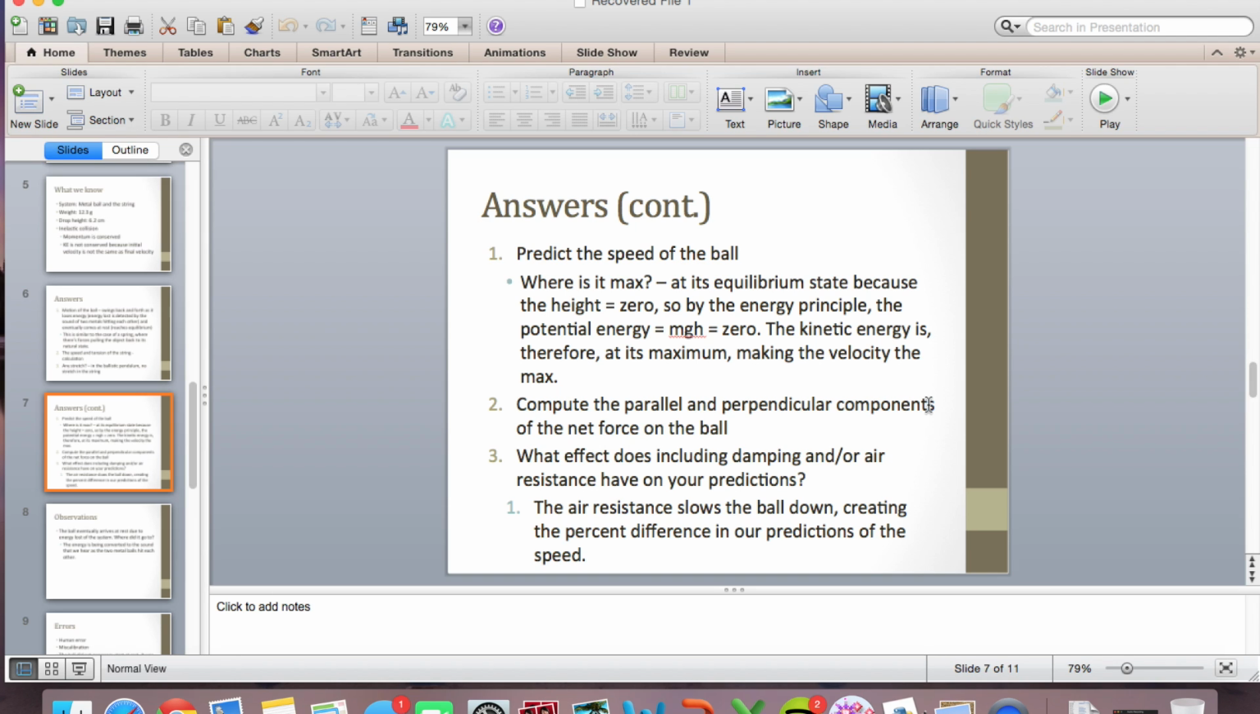And then the predicted speed of the ball: where is it at the max? It's at the equilibrium state, which is when the ball is straight down, when the height is 0. By the energy principle, the height is 0, so the potential energy is 0. Once the potential energy is 0, the kinetic energy is therefore at its maximum, making the velocity the max, because the potential energy is all converted to kinetic energy already.